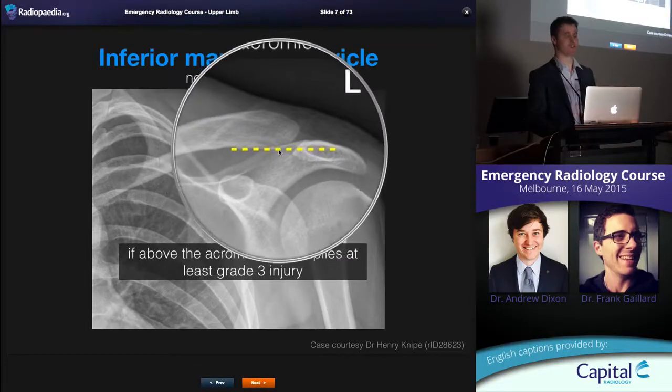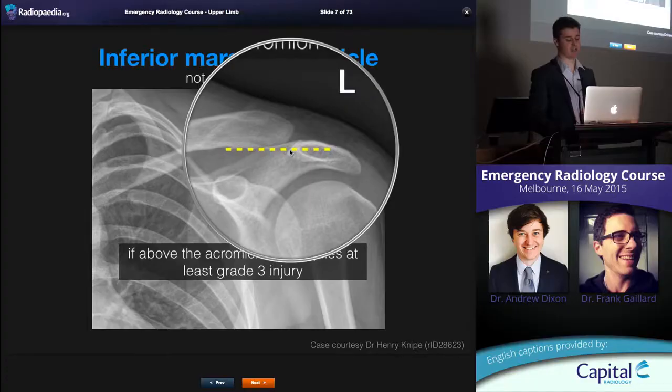Other people have a little bit of superior displacement like this. It's really good to compare with the other arm. If it looks the same on the other side, then it's probably not significantly displaced. Weight-bearing images can be important for these subtle kinds of injuries where there's not much displacement. Get them to load their arm and you'll see it might just jump up a little bit, okay?